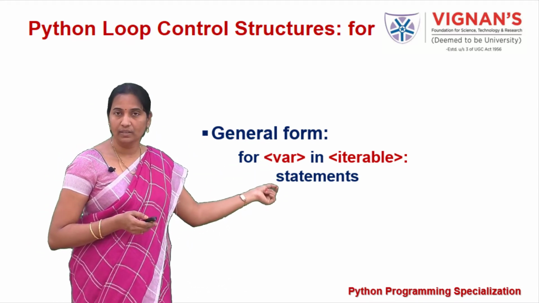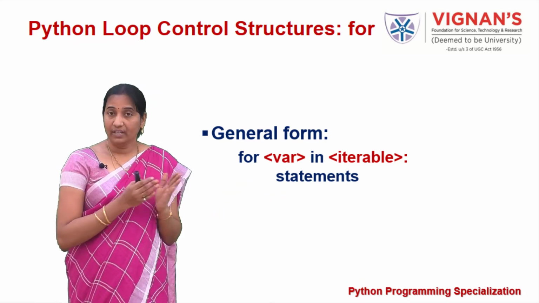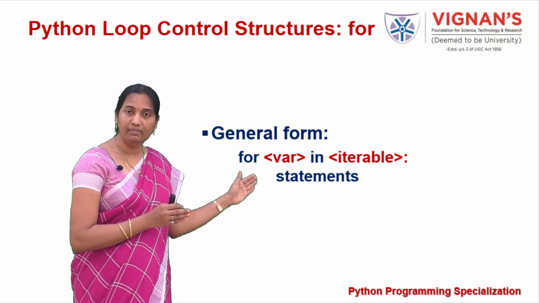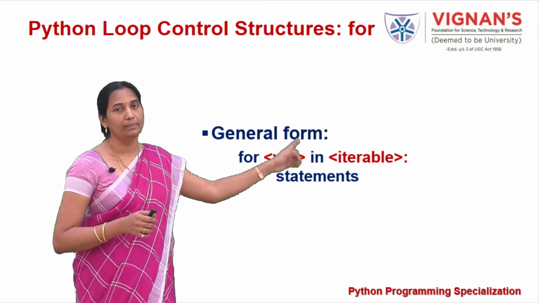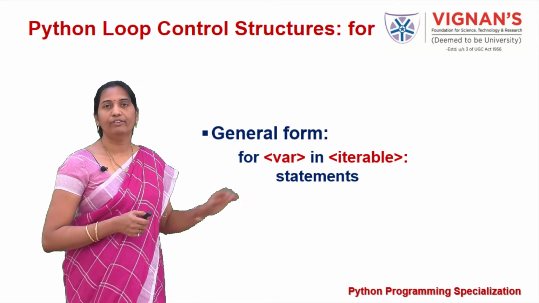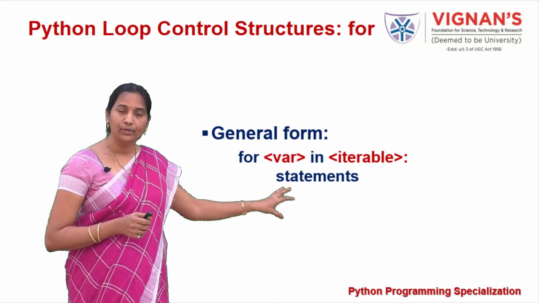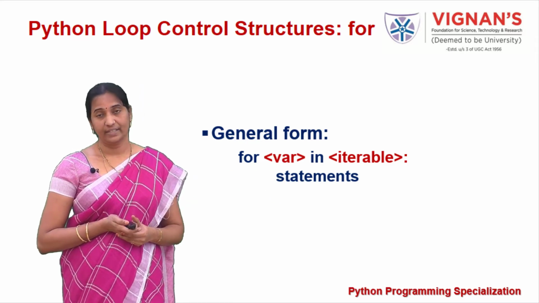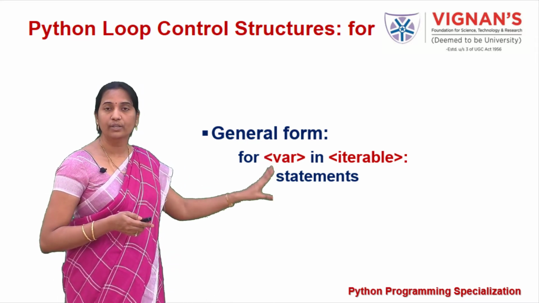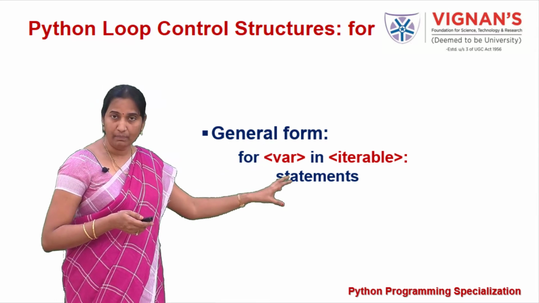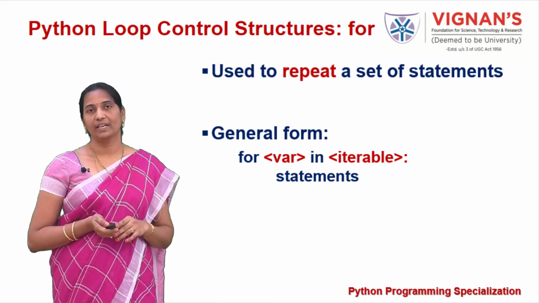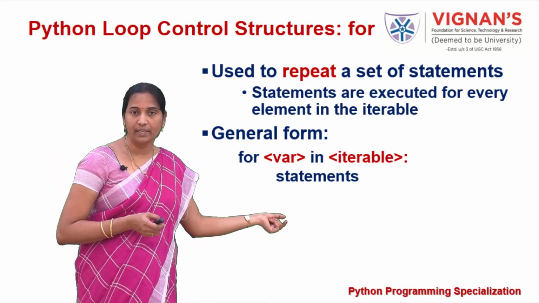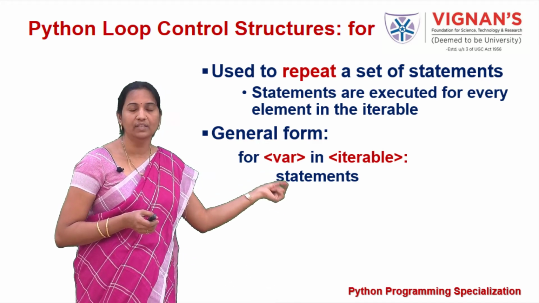The statements in the for loop would be executed a certain number of times, and this number will be decided based on the number of elements in the iterable. So if you have 100 elements in the iterable, then your loop would be executed 100 times. That's how you can use for to repeat a set of statements a specific number of times. Your set of statements would be executed for every value in the iterable.